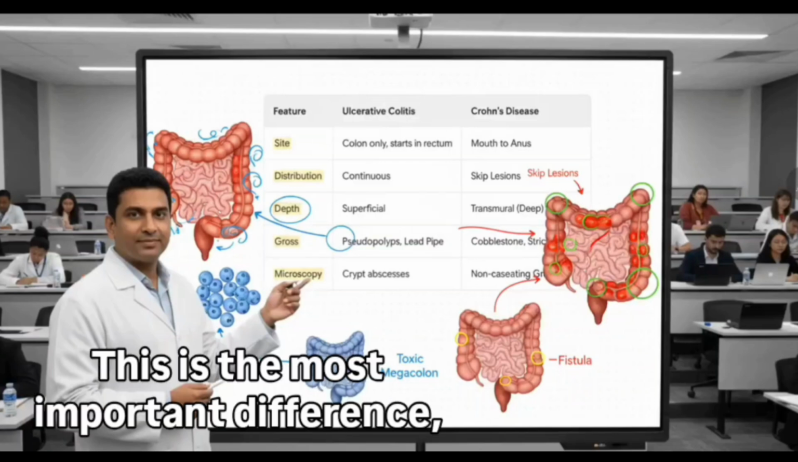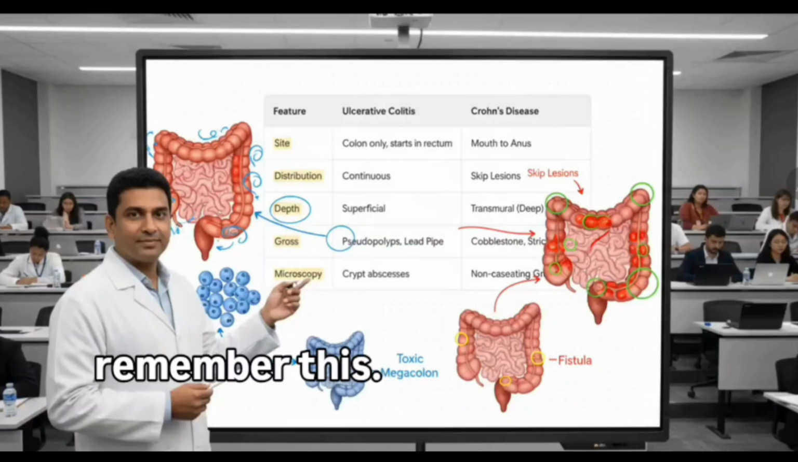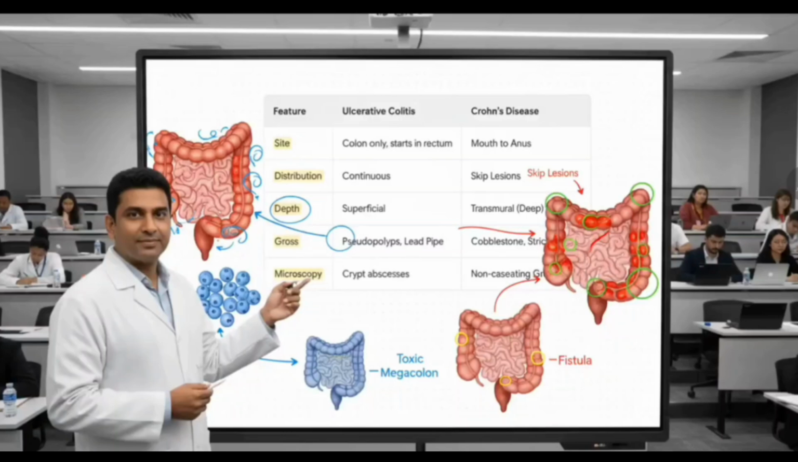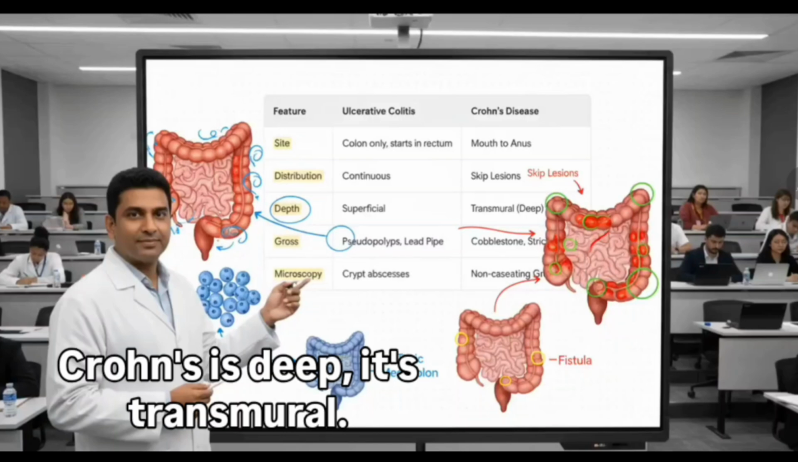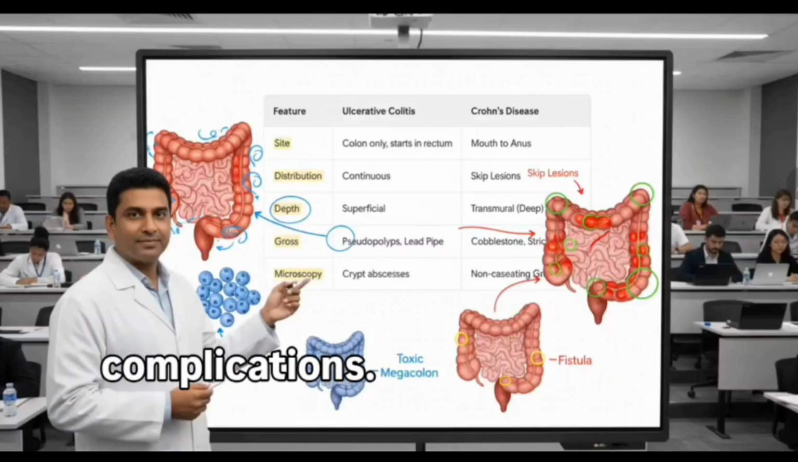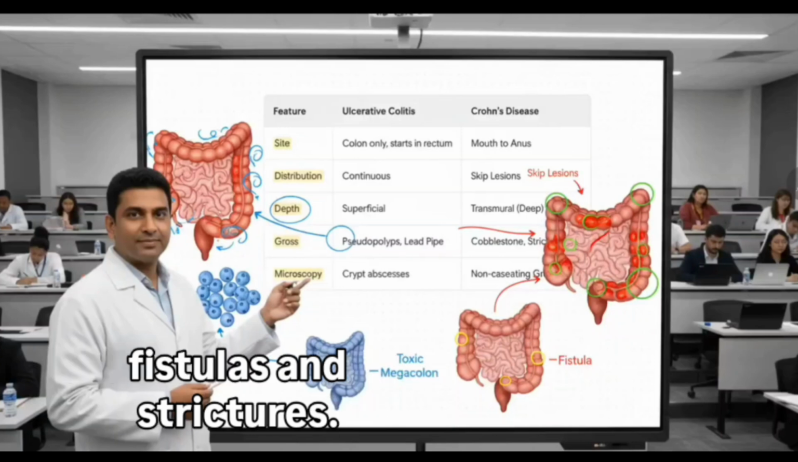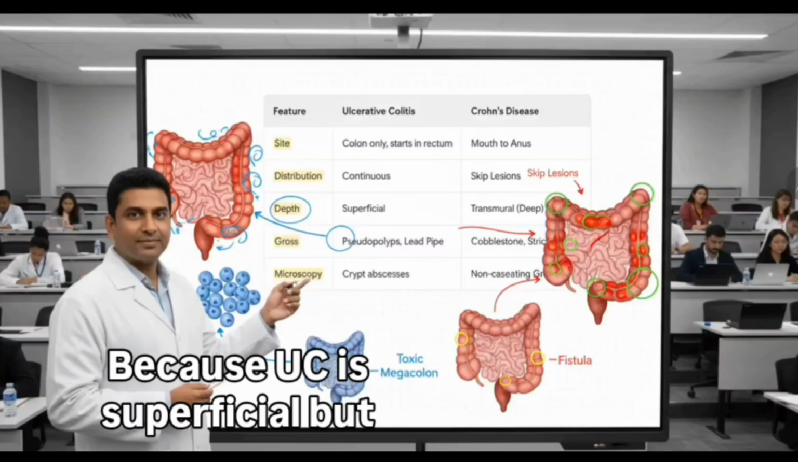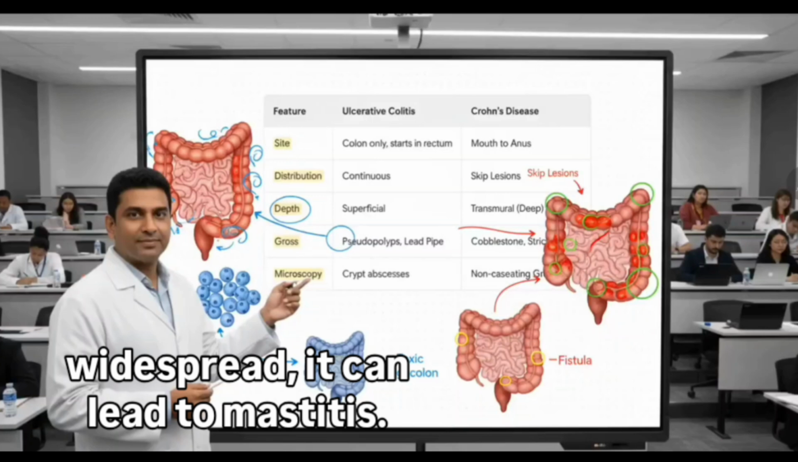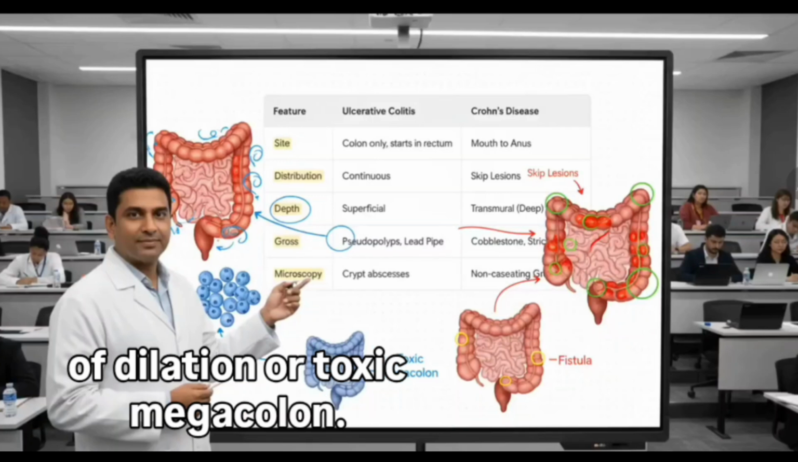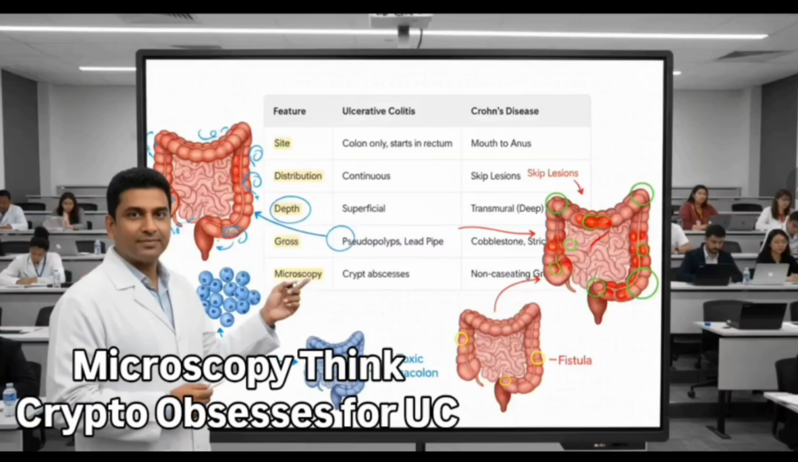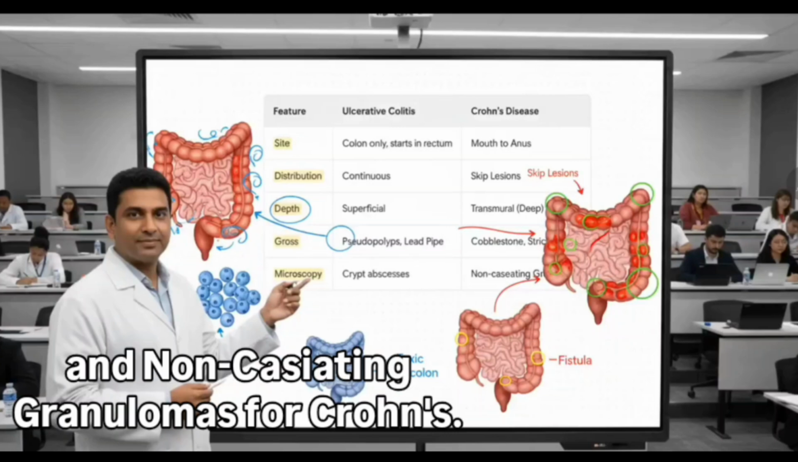Depth. This is the most important difference, remember this. UC is superficial. Crohn's is deep, it's transmural. And this one fact explains the complications. Because Crohn's goes deep, it creates fistulas and strictures. Because UC is superficial but widespread, it can lead to massive dilation or toxic megacolon. Microscopy. Think crypt abscesses for UC and non-caseating granulomas for Crohn's.